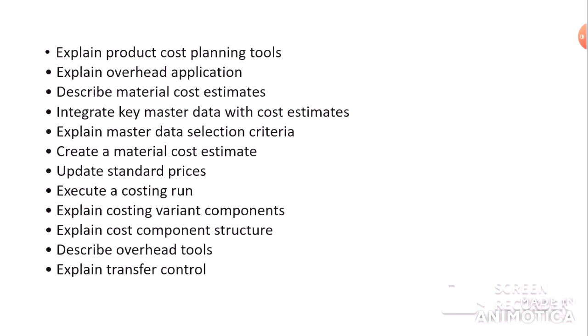Explain product cost planning tools. So we will see what are all the planning tools and explain overhead application, describe material cost estimates, integrate key master data with cost estimates, explain master data selection criteria, create a material cost estimate, update standard prices, execute a costing run, explain costing variant components, explain cost component structure, describe overhead tools, explain transfer to control.